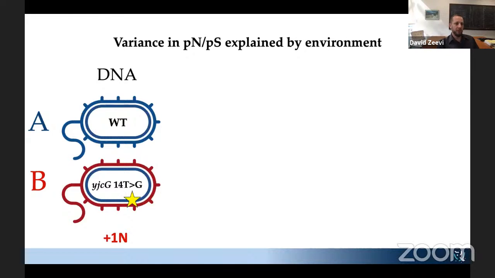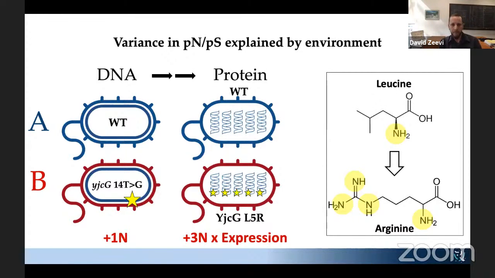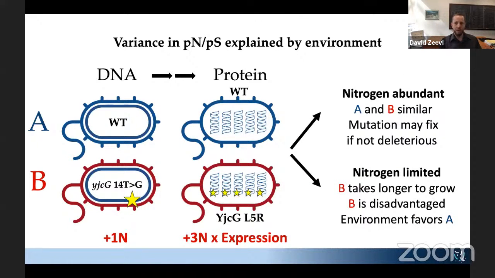This mutation in and of itself causes an increase in one nitrogen atom because a CG pair has one more nitrogen atom as compared to an AT pair. But when it's translated into protein, it causes a leucine to arginine mutation, which costs the microbe 3 additional nitrogen atoms per copy of the protein. Now, if these microbes are in a nitrogen-abundant environment, they would be similar because they could get enough nitrogen to go around, and the mutation may fix if it's not deleterious to the gene.